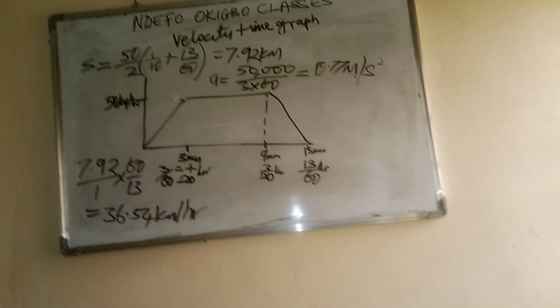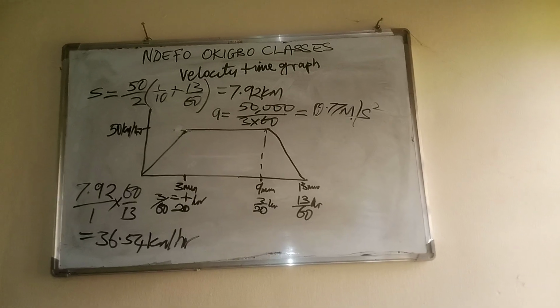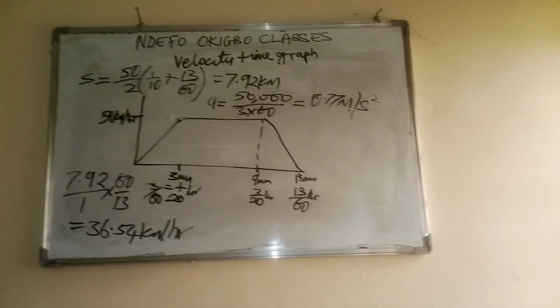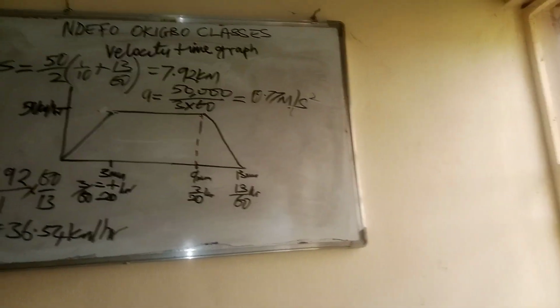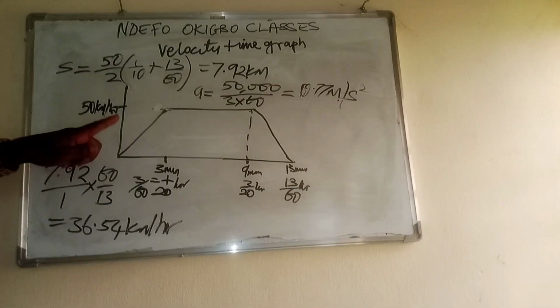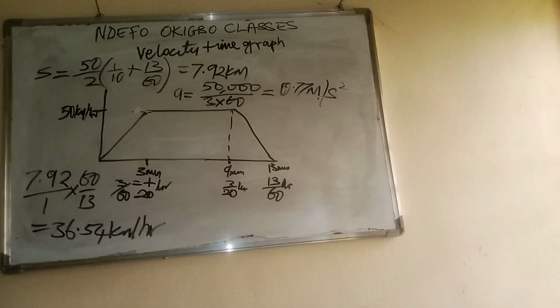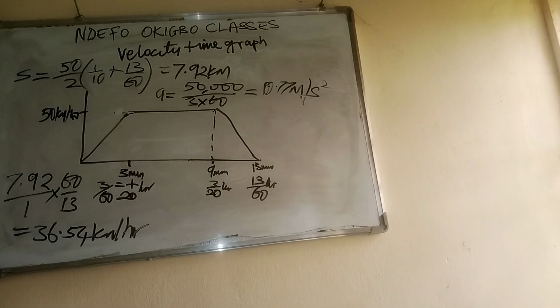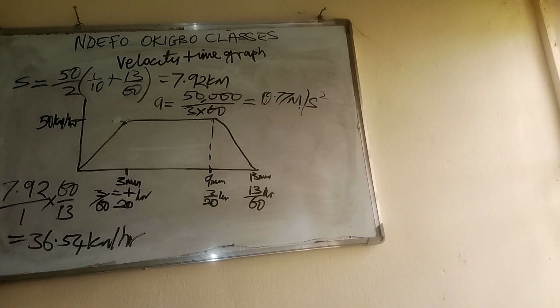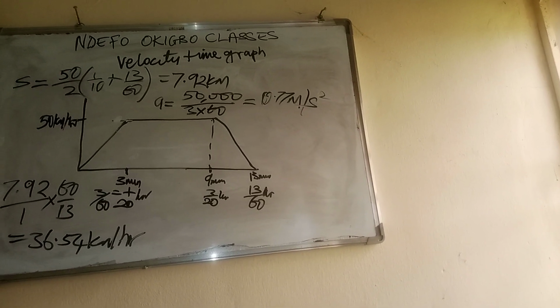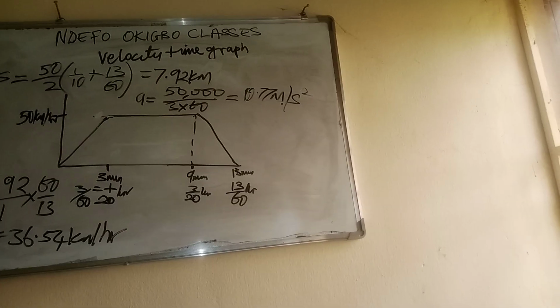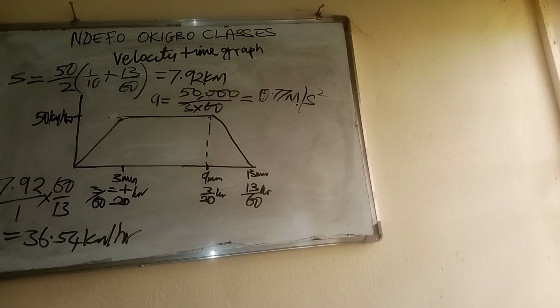The time taken for half of the distance. Half of the distance traveled is 3.96. That is half of 7.92. The half of distance traveled is 3.96. The space for traveling that half distance, if you take it as x.